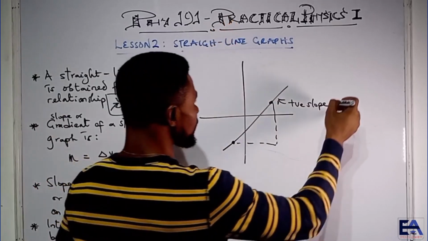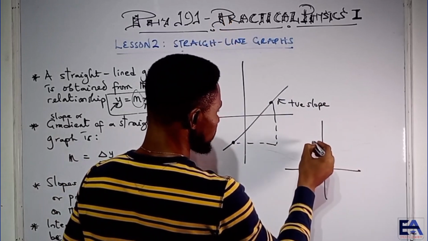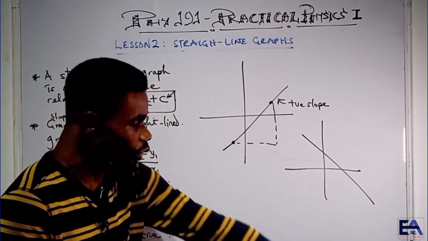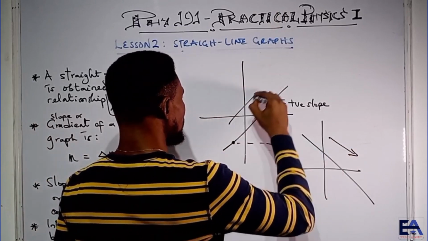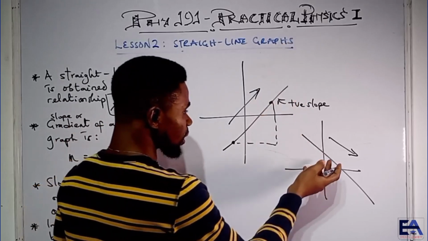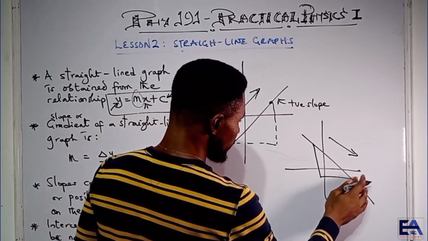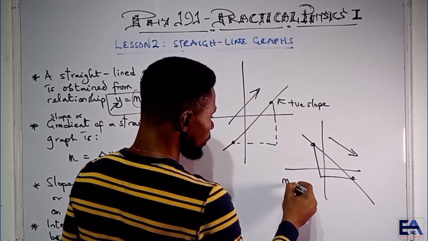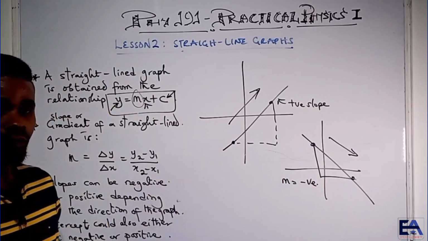But if you have a graph like this, and then it goes this way, this one elevates, while this one depreciates. If your graph slopes downward like this, then it means the slope is going to be what? Negative. The slope is definitely going to be negative here, okay?